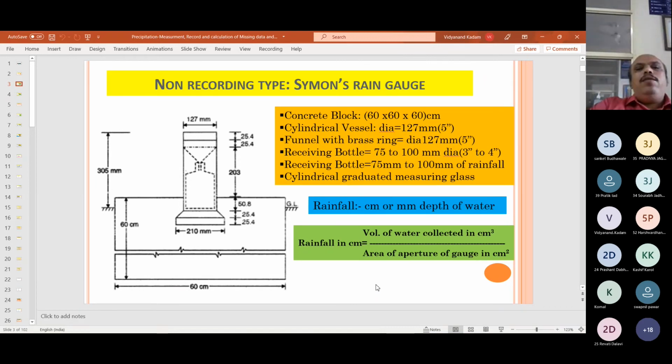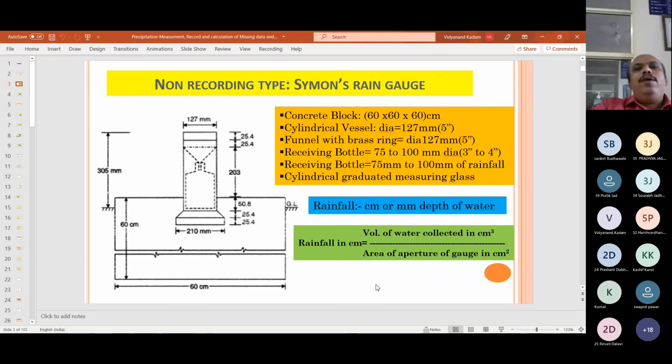Now on this receiving bottle, a funnel is provided, and the diameter of this funnel is the same as the diameter of the cylindrical vessel. So the entire quantity of rain which is caught by the cylinder is collected in the funnel, and through the funnel it reaches the receiving bottle. So a very simple mechanism is there for this Symons rain gauge. And as this is a non-recording type of rain gauge, the rainfall is measured manually every day.